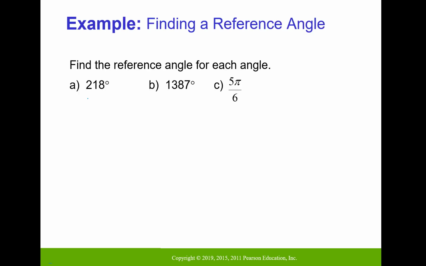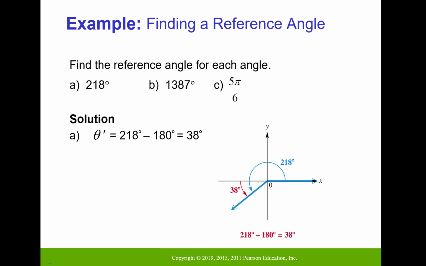So let's try an example. We're going to find the reference angle for each of these angles. So starting with 218 degrees, first we need to recognize what quadrant that's in. And so that would put us in quadrant 3. So in quadrant 3, the acute angle would be between 180 degrees and our actual angle. So we could say our angle minus 180. So that's what we had in the previous slide. We said theta minus 180. And so our reference angle here would be 38 degrees.